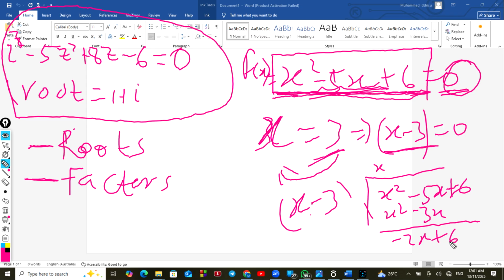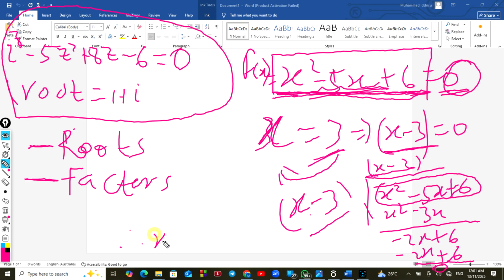We divide this by this, you have minus 2. Minus 2 times this, you have minus 2x. Minus 2 times negative 3, you have what? Plus 6. Everything here tends to 0, and you have the quotient here. That means x minus 3 times x minus 2 will give you whatever you have there. So now, therefore, you can say that your x squared minus 5x plus 6 is equal to what? X minus 3 multiplying the quotient, which is x minus 2.